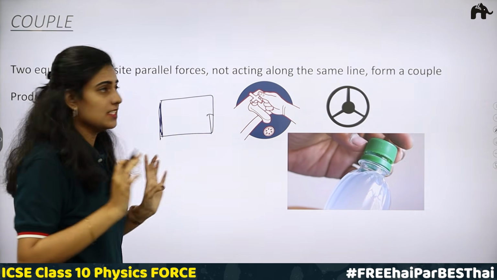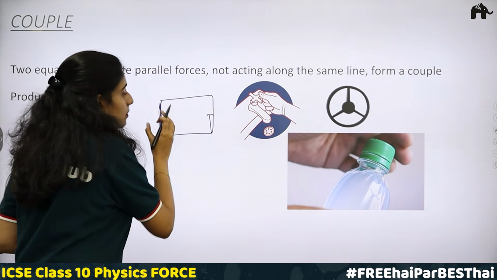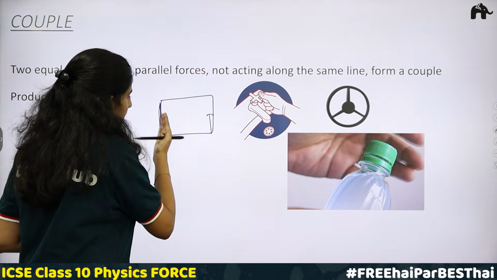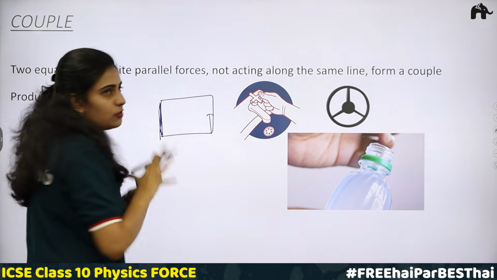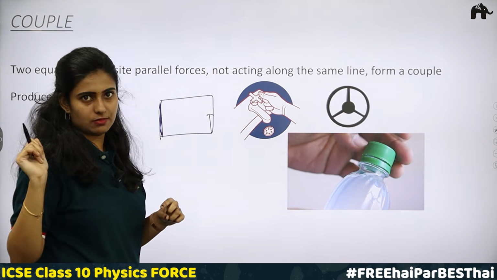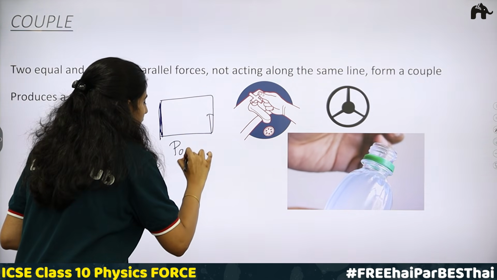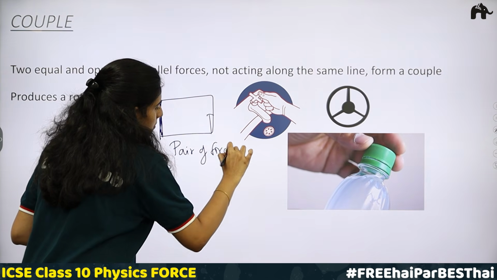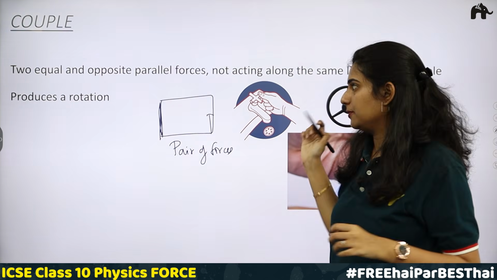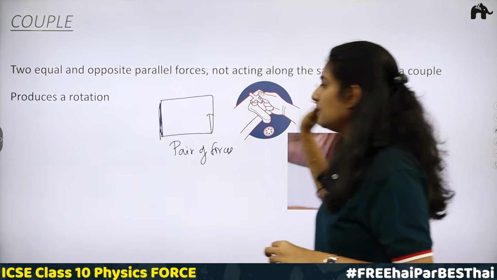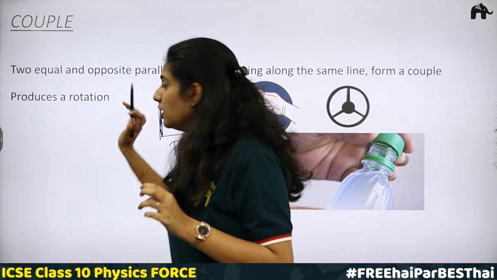What actually happens in this case is when you apply a force in this direction, an opposite force of equal magnitude is being applied, a reaction force by the hinge, and these two forces together can cause the rotation. It's not just a single force involved. There is a pair of forces causing this rotation effect, and we call this pair of forces a couple. Two equal and opposite parallel forces not acting along the same line form a couple, and it can produce a rotation.